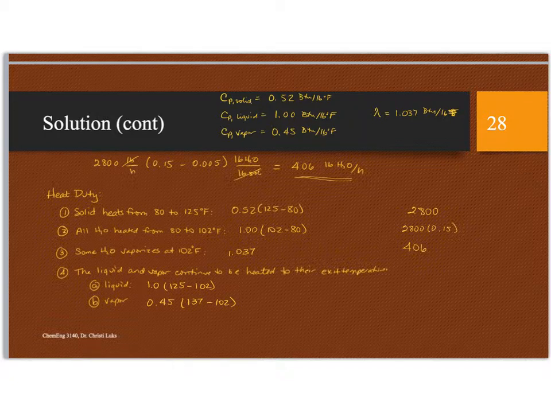The liquid that leaves is going to be 2,800 times 0.005, and the part that is in the vapor is, again, 406. So this is what's happening for my solid and my water. If I actually do the math, the heat duty per pound of solid for the solid part is 179.3.